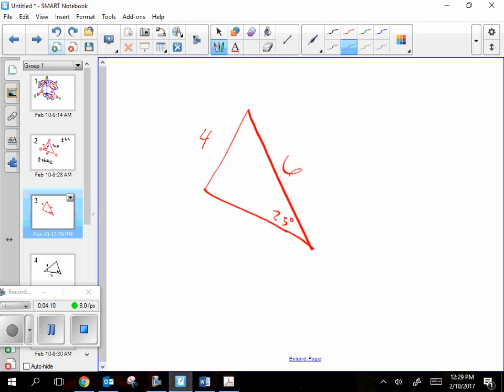How on earth do you figure out what goes where? Yes, what are you thinking? 1/2 AB sine C. What are you going to do? Yep.